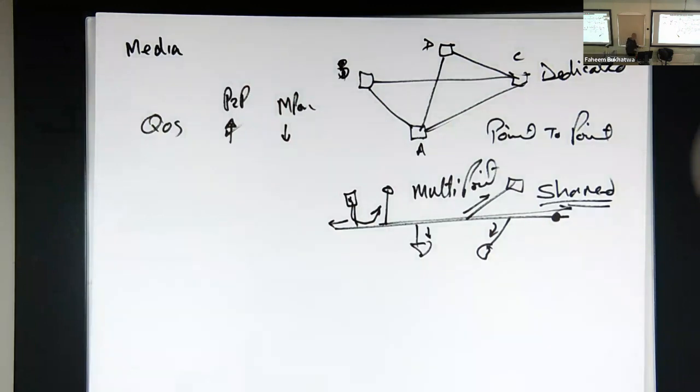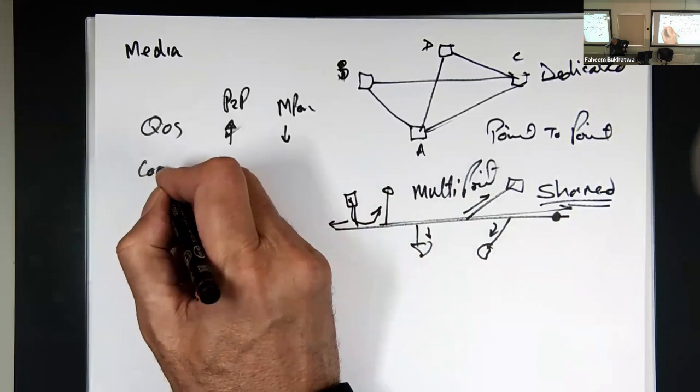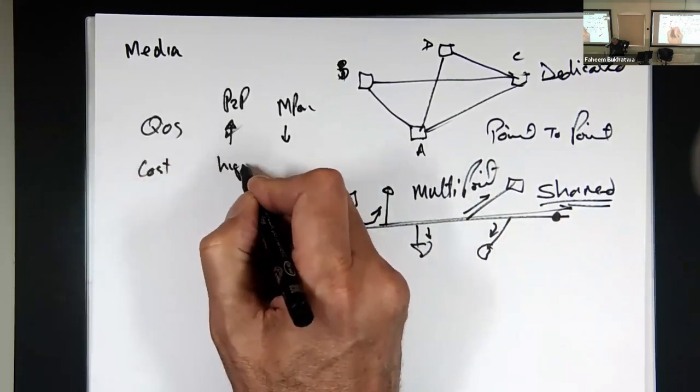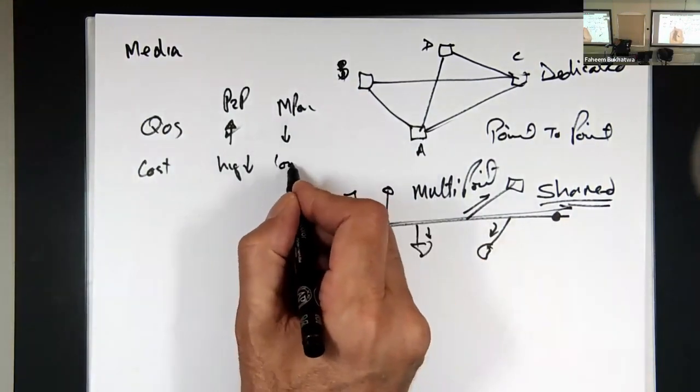Which one is more expensive? As you can see here, you can connect more machines, and therefore more machines can communicate, and that's cheaper. So cost is high here, which is a bad thing, an arrow pointing downward. And if it was shared, the cost would be low, which is a great thing.